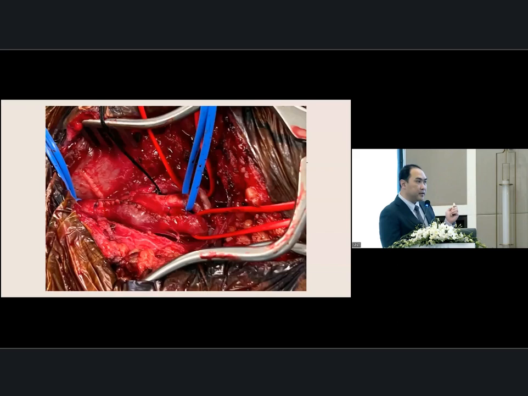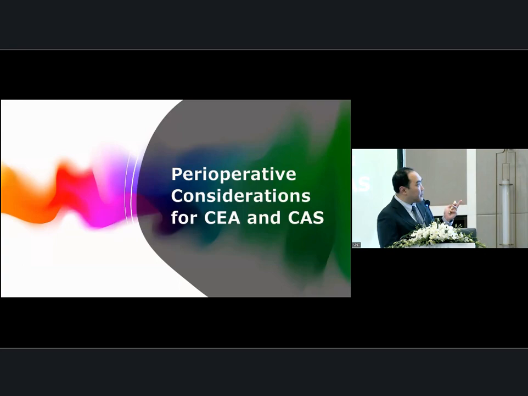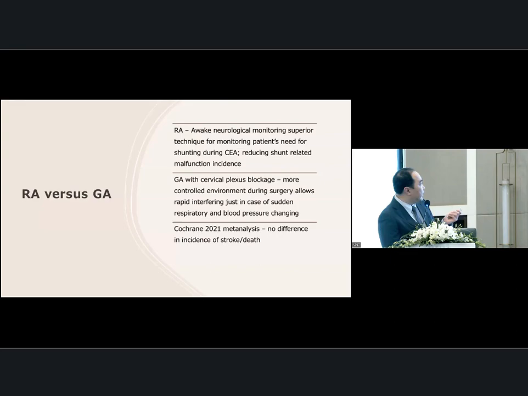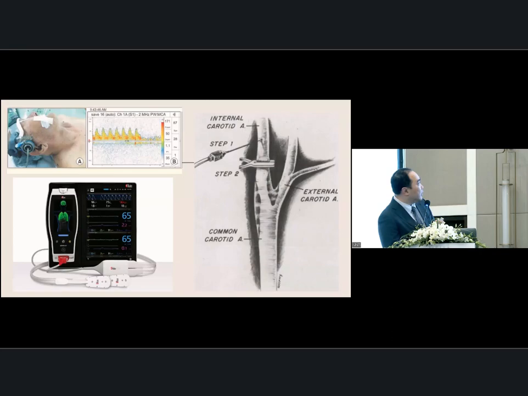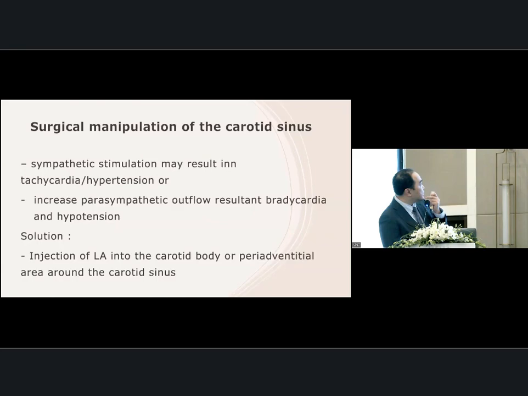Okay. Some other perioperative considerations for CEA: the debate between RA and GA, that's inconclusive. That's very well Cochrane reviewed, and really there's no real difference. Monitoring techniques, we look at the stump pressure, the TCDs and oximetry, and really it depends on your unit, what is available. We don't tend to do stump pressure anymore. This is a bit too cumbersome, so we tend to use the Masimo or the cerebral oximetry. MEP and SSEP.